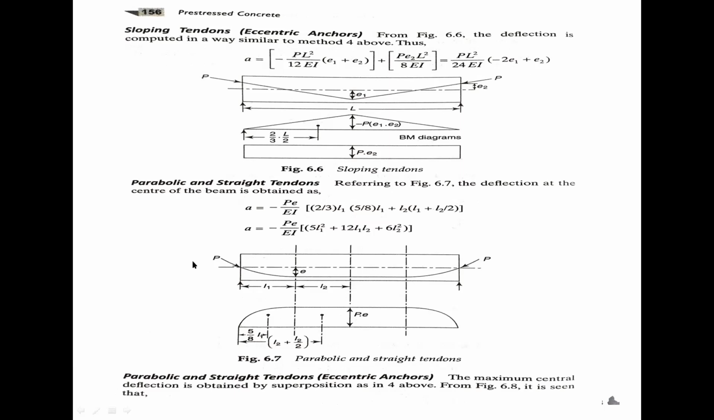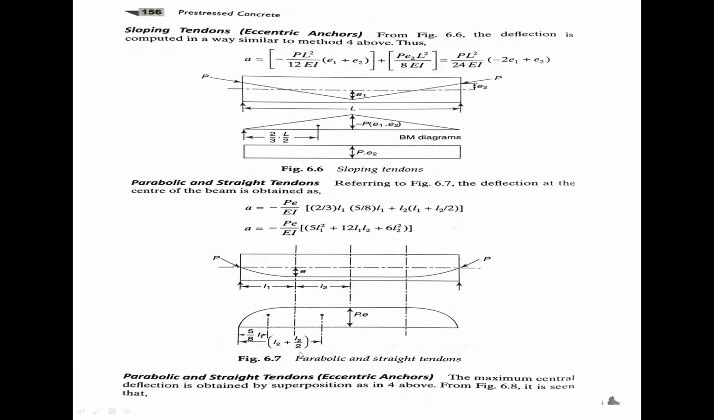Now parabolic and straight tendons, as shown in figure 6.7, combining straight and parabolic. See the diagram: in some portion it is parabolic, in some portion it is straight. This is the tendon profile. This is the tendon, with acting prestressing force P. Now I have to calculate the deflection small a, with some eccentricity small e. Now L1 is parabolic and L2 is straight. We consider half of the section.